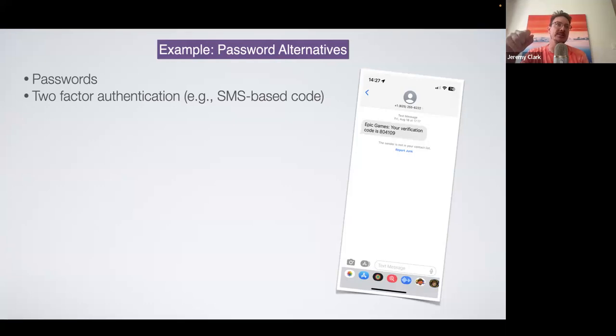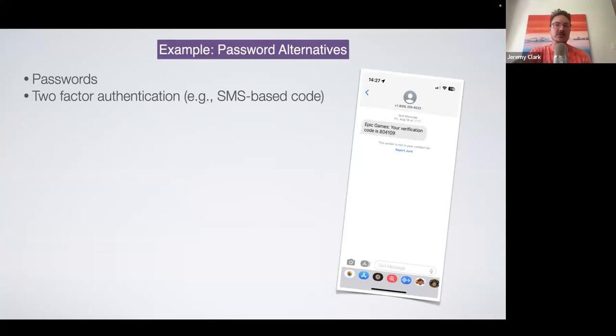Generally we say that there are three factors. There's who you are, which would be a biometric. There's what you know, which is your password. And there's what you have, like my phone on me. Two-factor means that you're using two of those three factors. So if you had a password and a biometric, that would be two-factor, because one's something you know and one's something that you have. So somebody that is not you but knows your password won't be able to authenticate.